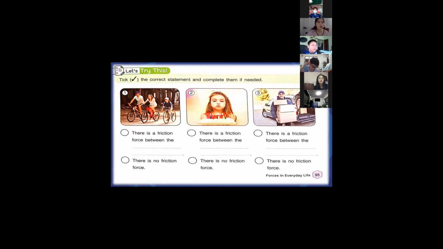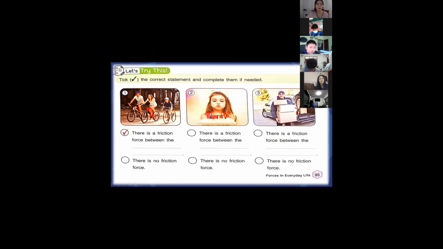What can you see on the first picture? They ride a bike. Yes, very good. There are people riding a bike or bicycle. Very good, Not. So these people are riding a bicycle. By riding a bicycle, class, do you think there is friction? Yes or no? Yes, there is a friction. So if you say there is a friction, you can take the first circle. If you say there is no friction, you take the second circle.